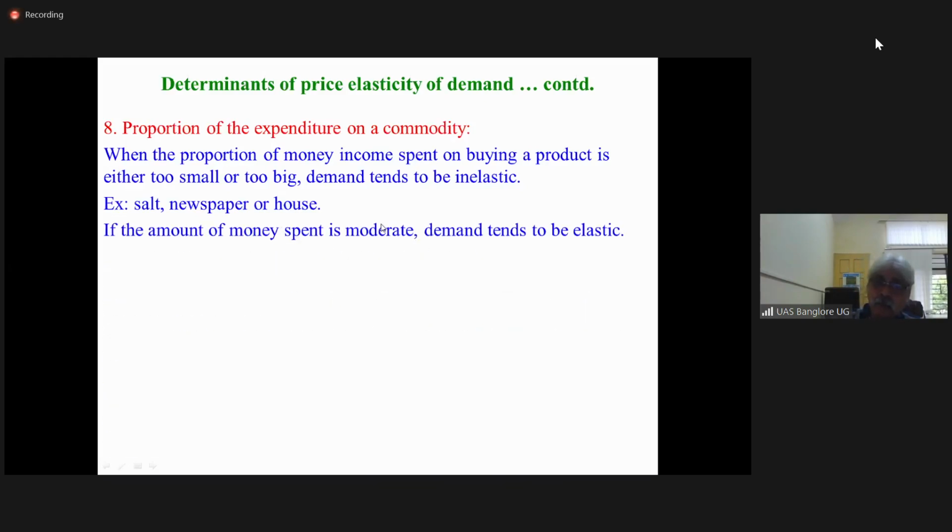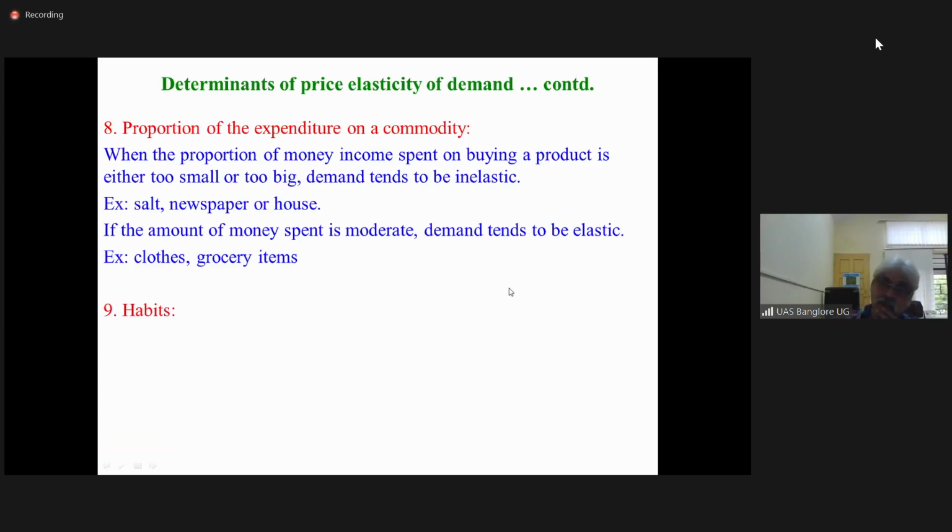If the amount of money spent is moderate, average, demand tends to be elastic. Examples: clothes, grocery items like your rice, oil, dal, and milk and so on. They tend to be elastic in that sense.